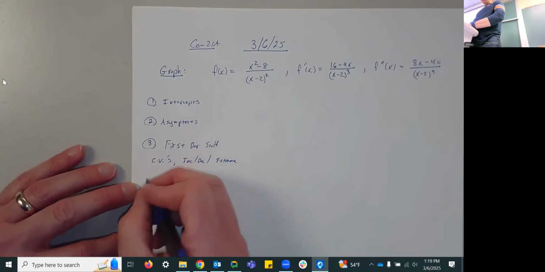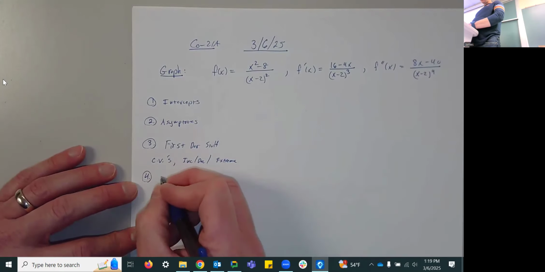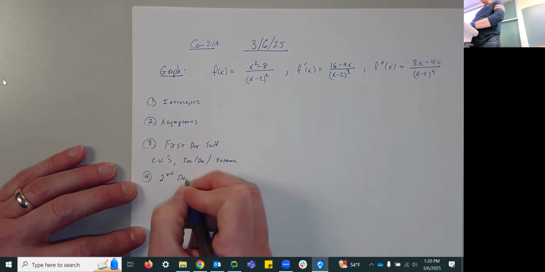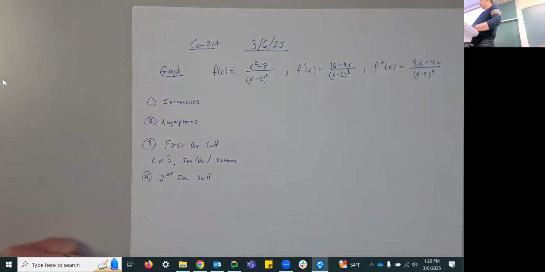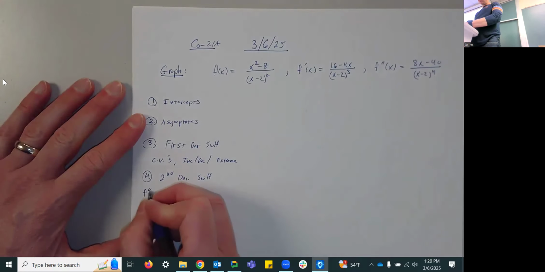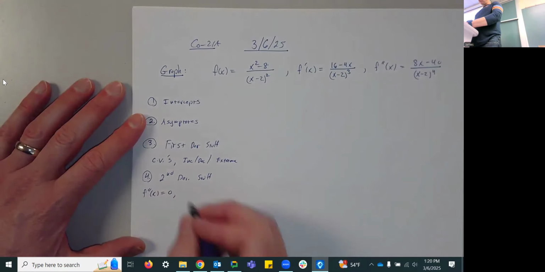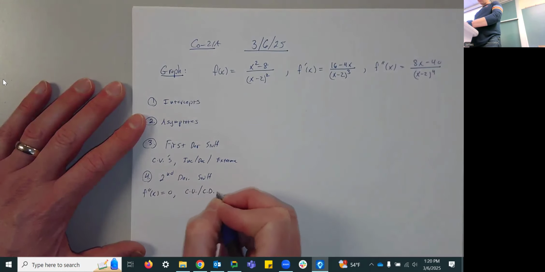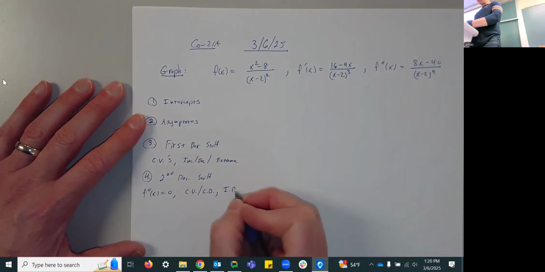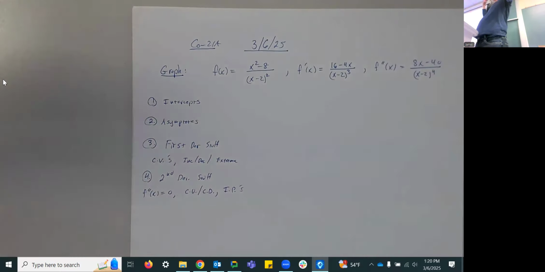And then in a very similar way, we look for second derivative stuff, meaning critical values of the second derivative, or where the second derivative is equal to 0. Intervals where it's concave up or concave down, and then any inflection points. So when we are graphing something, these are the things I think we should be looking at.